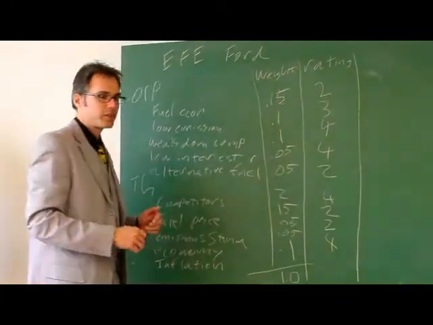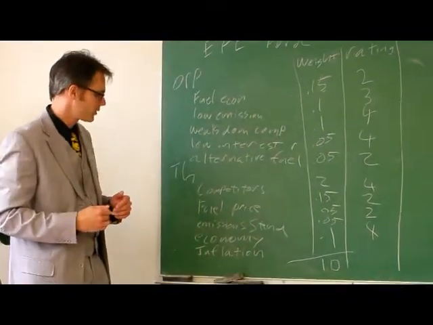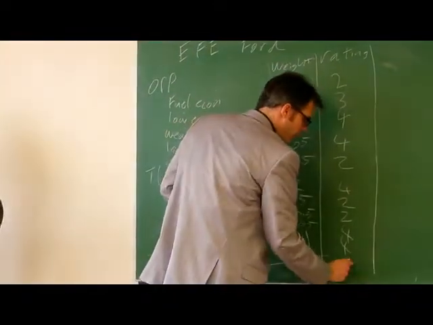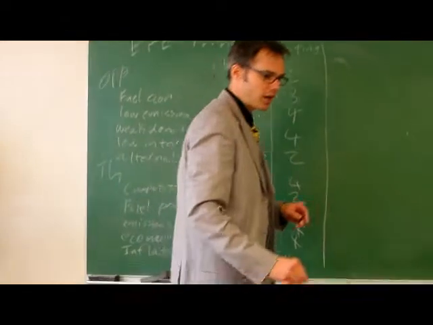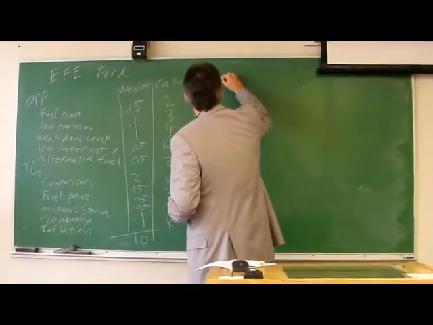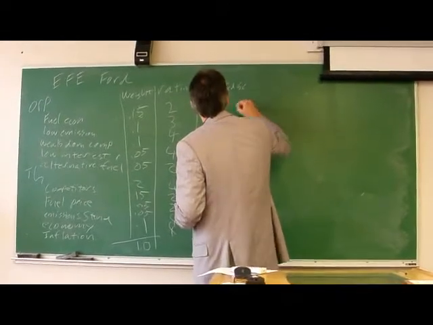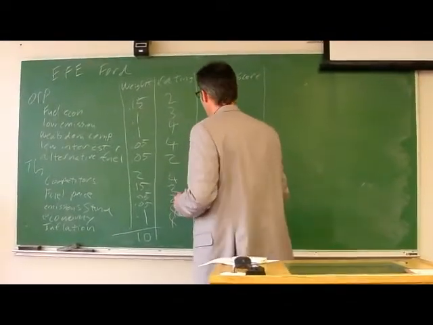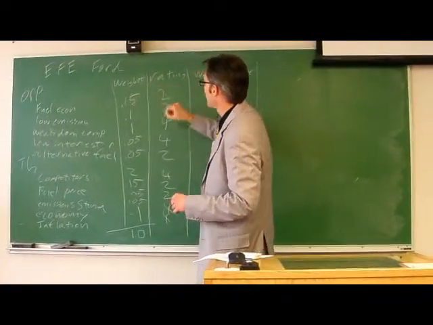And inflation, we're starting to creep into inflation right now. How are they handling it? Their sales are still good, so they're doing pretty well. 4. Well, next column, weighted score. So we're going to multiply column A times column B.